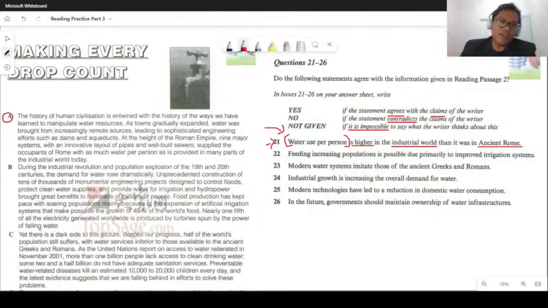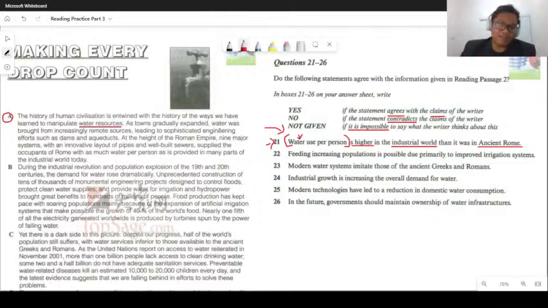Okay, so the history of human civilization is entwined in the history of the ways we have learned to manipulate water resources. Now, this is just an FYI, right? We do see here water resources, and in the question, it does talk about water. But remember, the key phrase that we are looking for is the water usage per person, right? So towards people. If it doesn't mention that, do not focus on it. So in this case, keep on going.